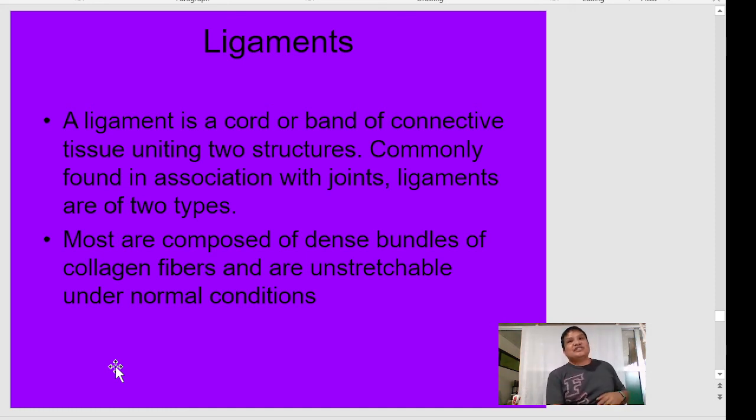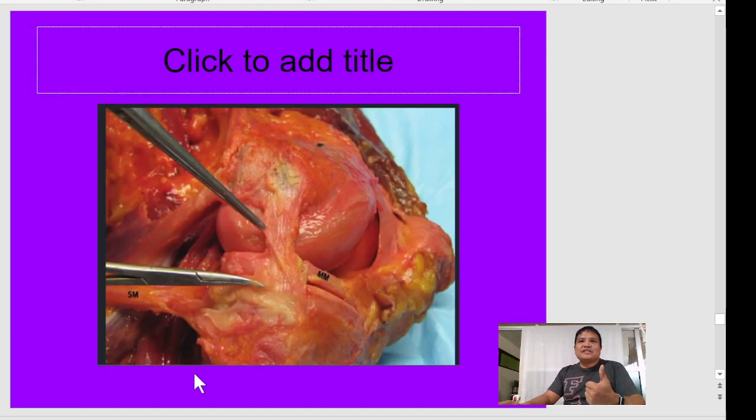They are stabilizers, called static stabilizers, because they are non-contractile tissue. Let's take for example the knee. This is a ligament. This is the patella, this is the femur, this is the tibia. It connects two bones. This is what we call the medial collateral ligament of the knee. Its purpose is to stabilize the joint.